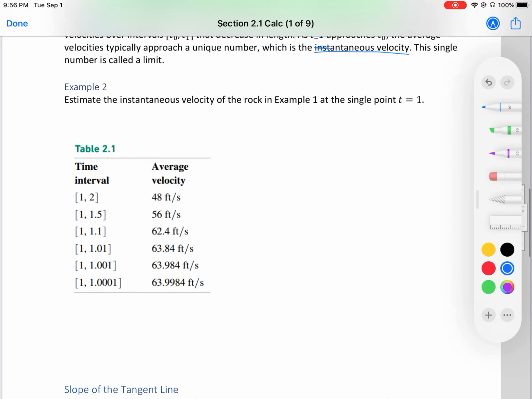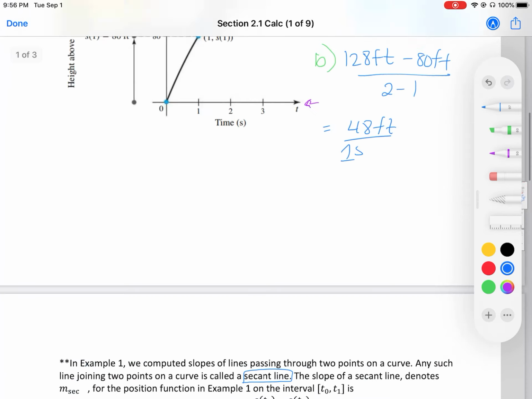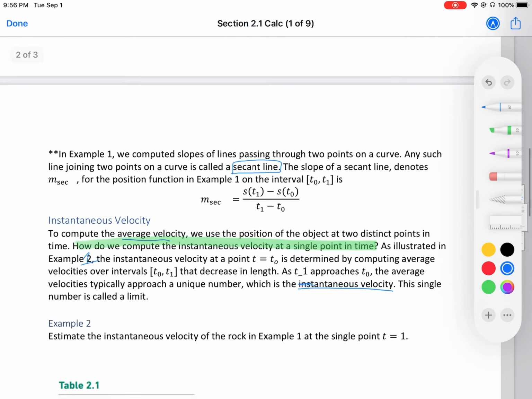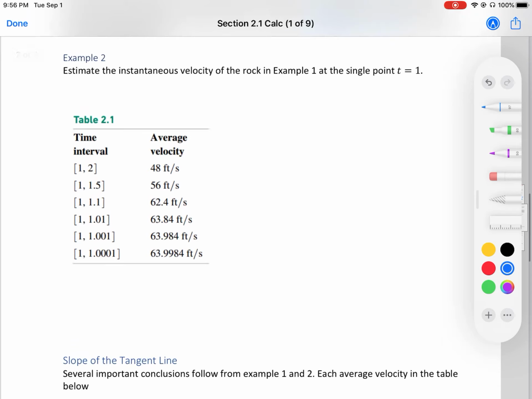All right, let's continue with example 2. Estimate the instantaneous velocity of a rock from example 1. So same formula, same graph. But now I want it at a single point, 1. So how can I find this value at 1 if I don't have that range from 2 points, like from 1 to 2, or from 1 to 3, or from 1 to 4? How can I find a single point?